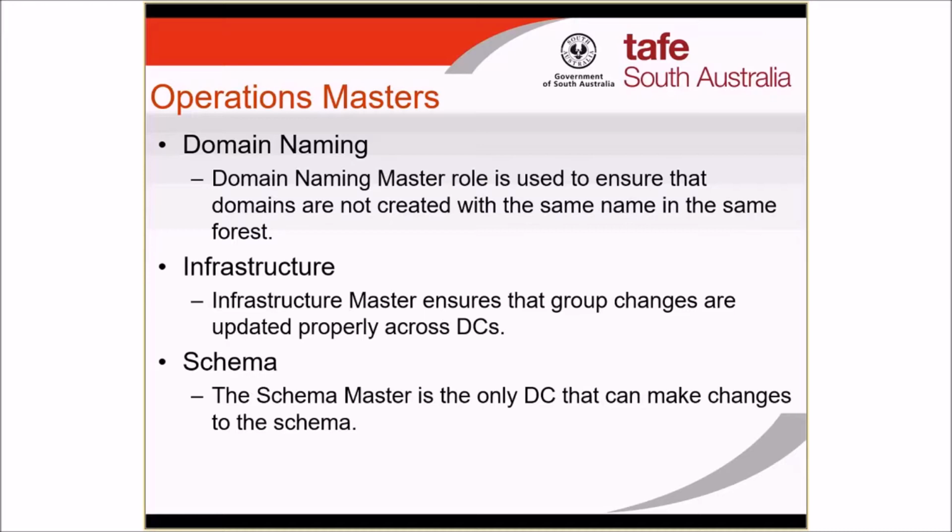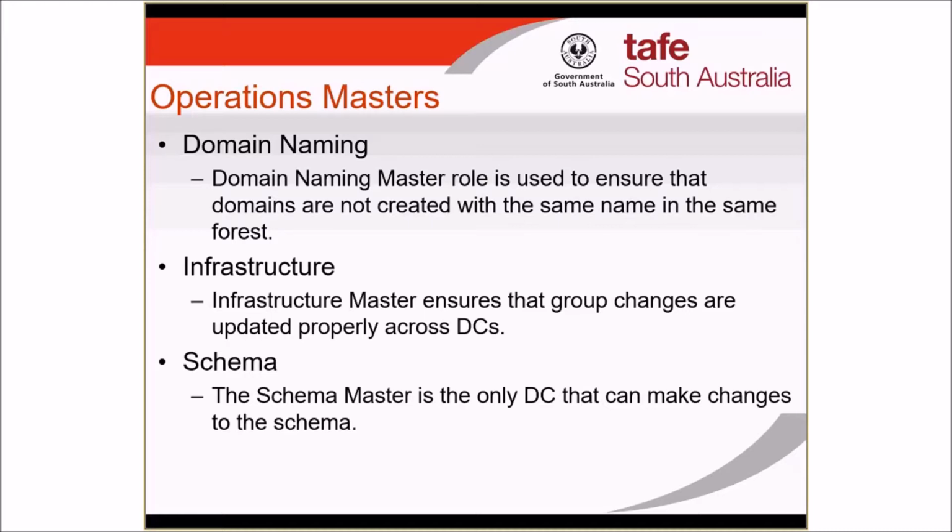If I want to create a new domain and check that it's okay to use, I ask the domain naming operation master if this domain name is okay. If it's the same name as something that's already in the forest, it will say no, you can't use that. If it has illegal characters, it will say no, you can't use that, and so forth. There's also the infrastructure operation master, which ensures that group changes are updated properly across the DCs.